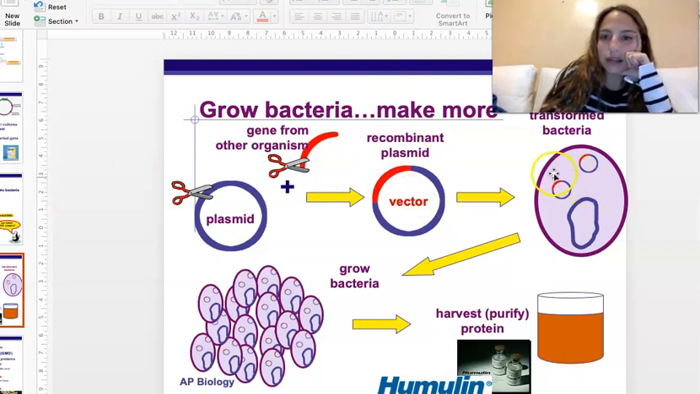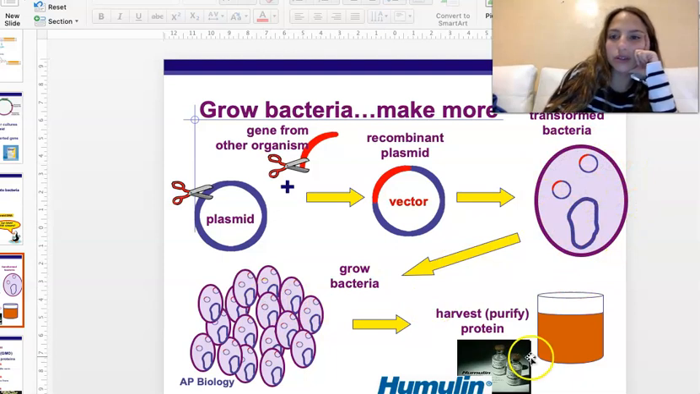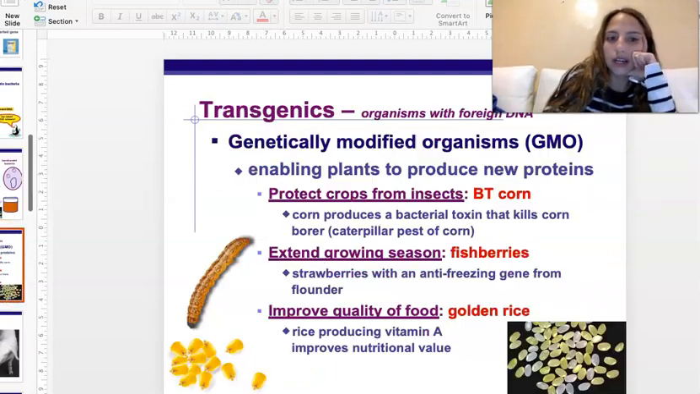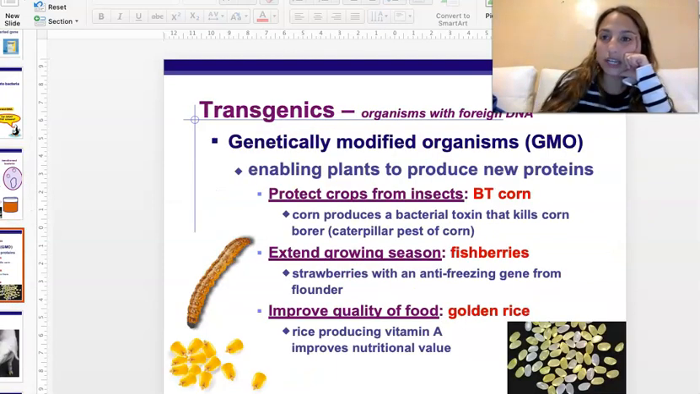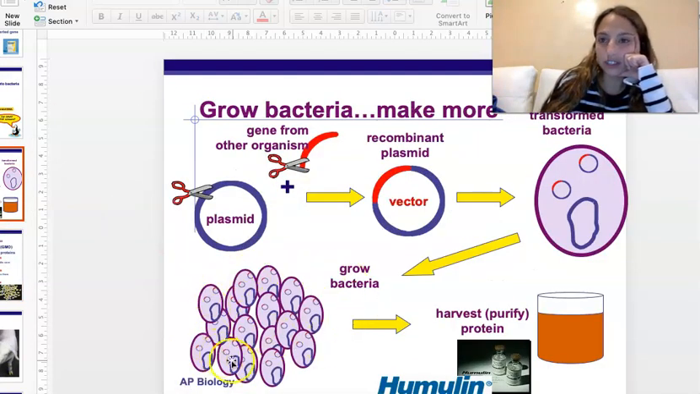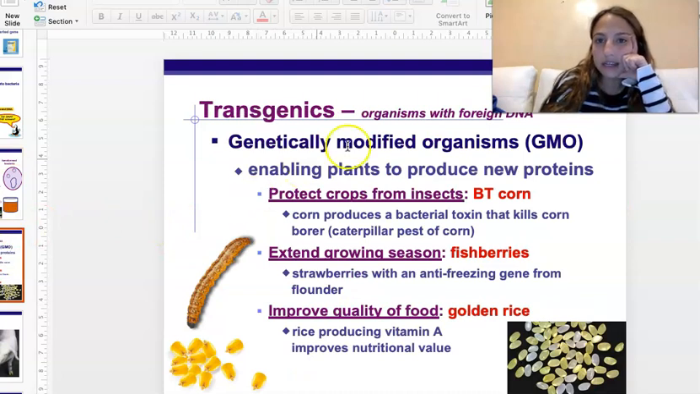Once you insert that plasmid into the bacteria, you can make the bacteria grow, and then you can harvest that protein. When you're talking about transgenic, in that case, this bacteria would be a transgenic bacteria because it is an organism that contains foreign DNA. So these transgenic organisms are called genetically modified organisms.